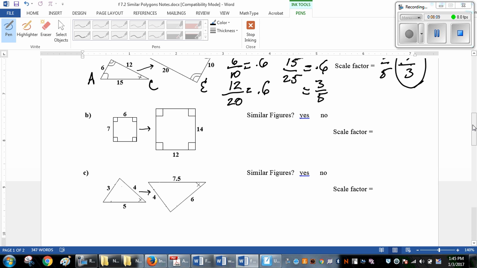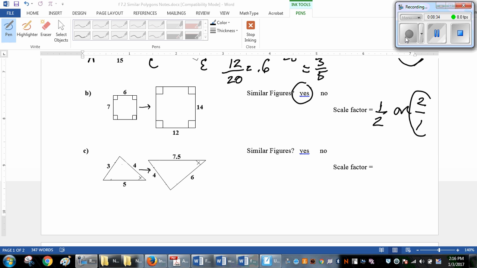All right, and we're back. So you should have calculated that, yes, these are similar figures. And our scale factor is 1/2 when we take the ratio of sides, or 2/1. So now when we look at it, again, this is going from a smaller rectangle to a larger one. So we know that we're going to want that scale factor of 2/1.